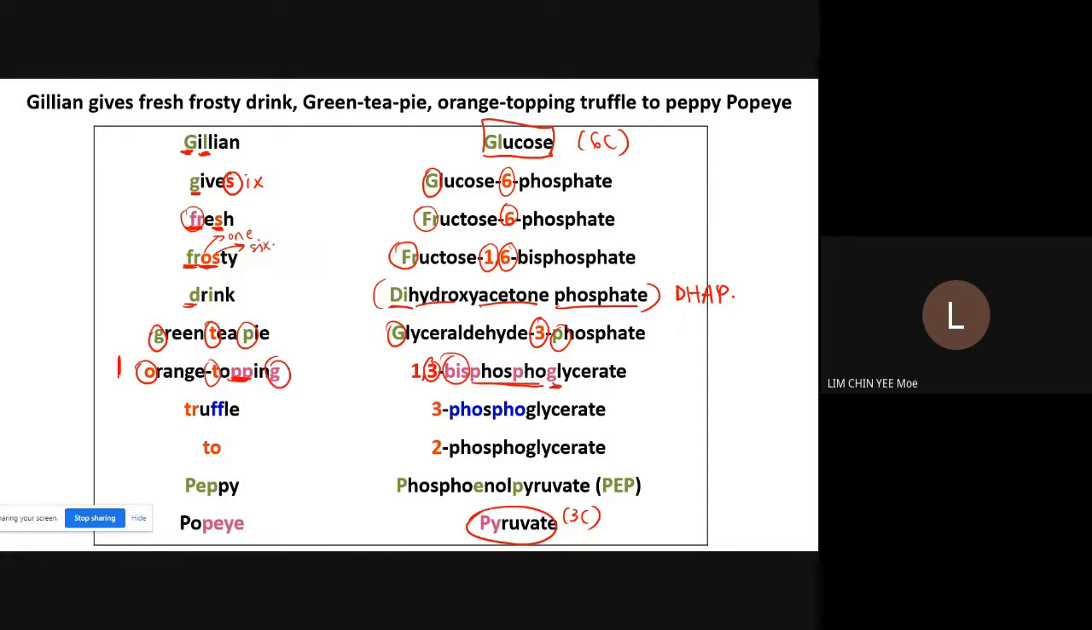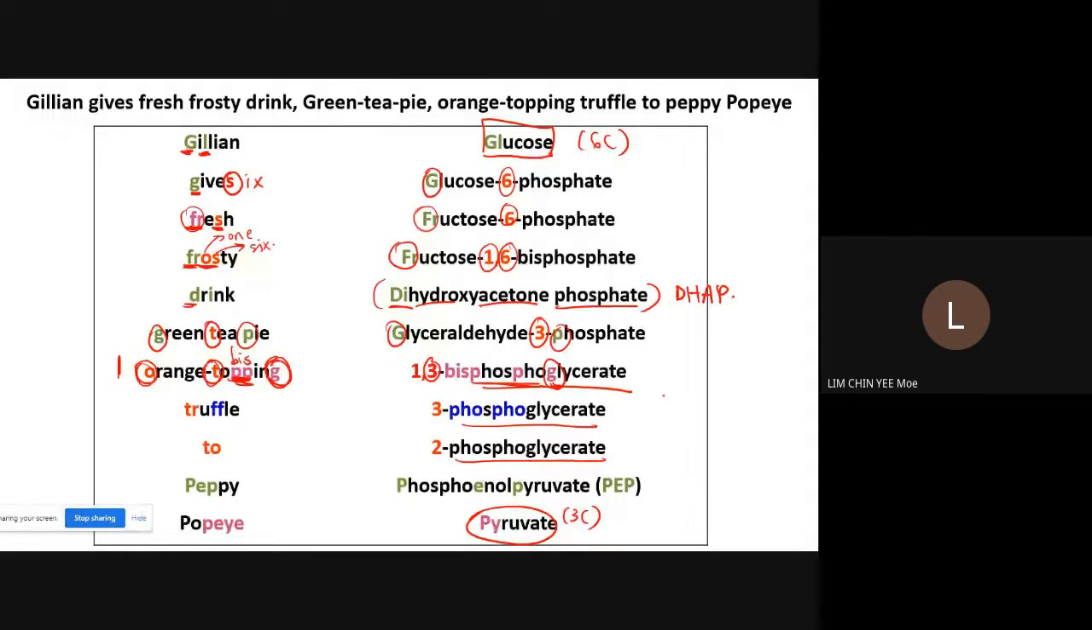Sebab students selalu tak tahu. Bisphosphate ke bisphosphor glycerate? If you remember the name orange topping, 1, 3, and then 2 P, so bis is the same as die. Tapi dekat sini kita tak cakap die or by, we say bis. Bis phosphate, sebab 2 P, so phosphor, and then G for glycerate. Bis phosphor glycerate. And then you boleh perasan yang lepas ni, semua nama dia phosphor glycerate. Lepas ni, everything is phosphor glycerate.